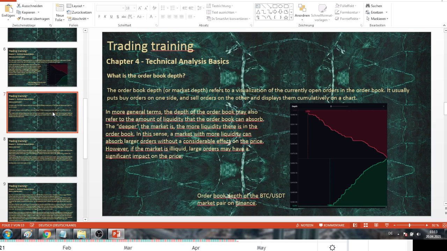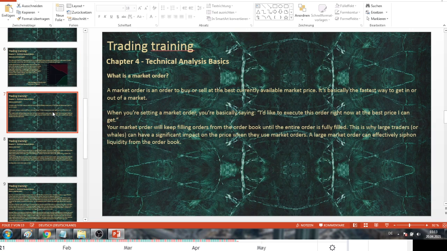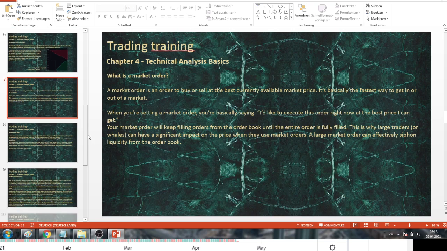So then the next is, what is the market order? Very important. If you make an order at Binance or something like that, then I would prefer a market order because this is faster for you. A market order is an order to buy or sell at the best current available market price. If you make no market order, then you buy and you wait. That is not good. You want to sell directly. So please, if you want a direct trade.